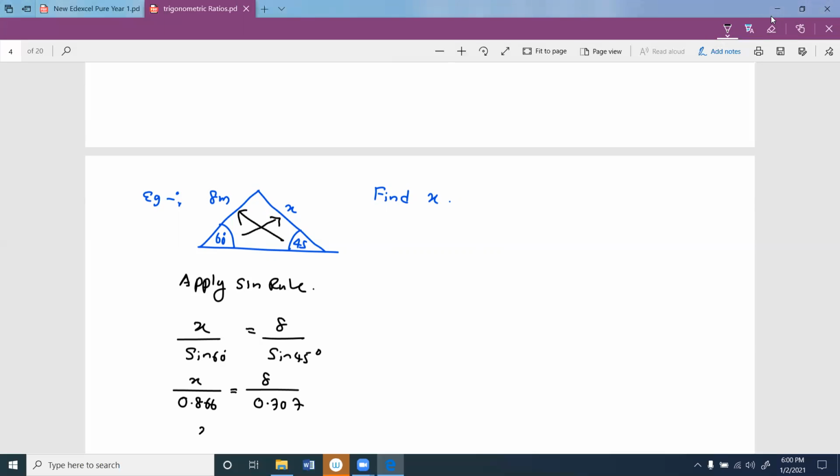With that you can say x equals 8 times 0.866 divided by 0.707. It equals 8 into 0.866 divided by 0.707. So with that, you get the answer 9.799, just 9.8. 9.8 meters. So that would be the answer for that.